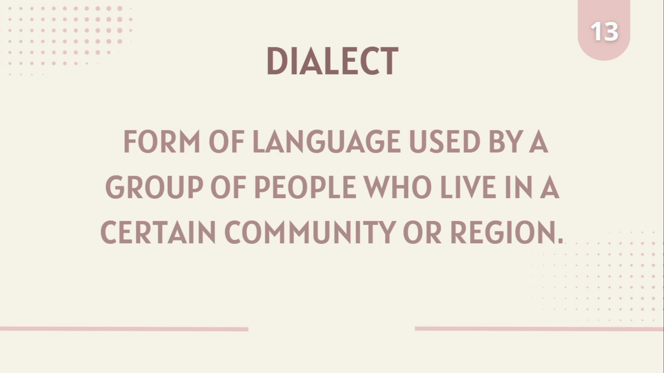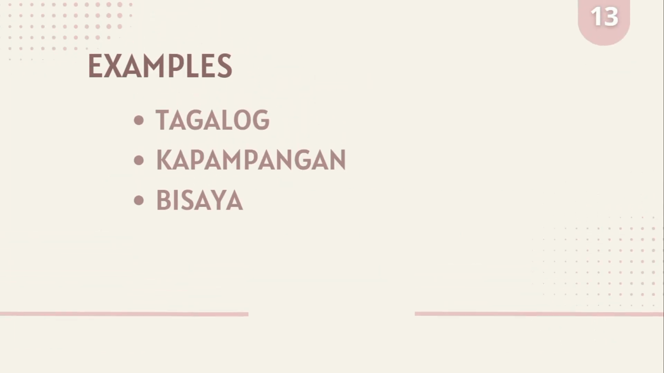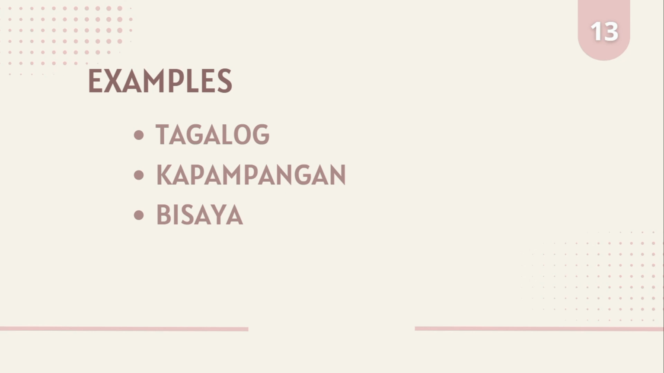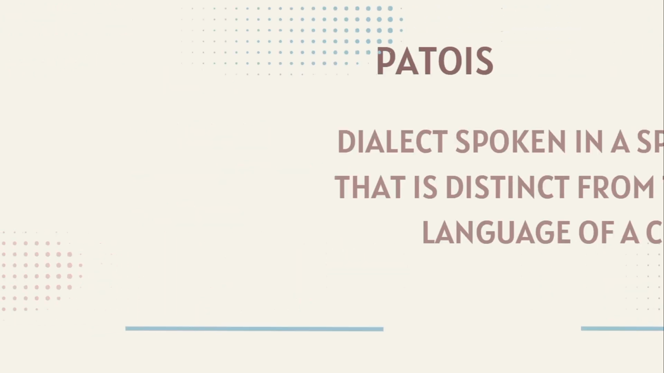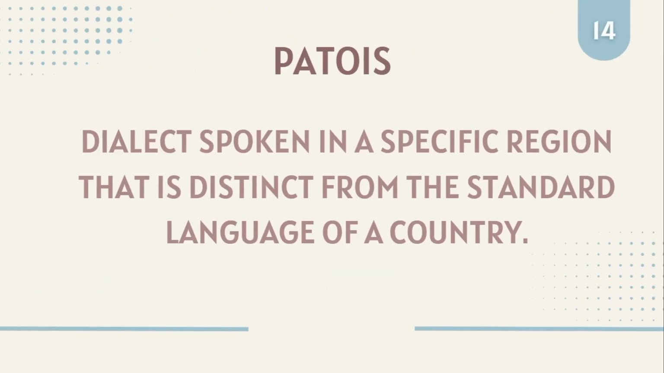Fifth is dialect. It is a form of language used by a group of people who live in a certain community or region. Although different regions may have some common words or terms, they may have different meanings. The example of a dialect is Tagalog, and the other dialects are Kapampangan and Bisaya. Patwa is a dialect spoken in a specific region that is distinct from the standard language of a country. It is possible since an individual can speak more than one language.